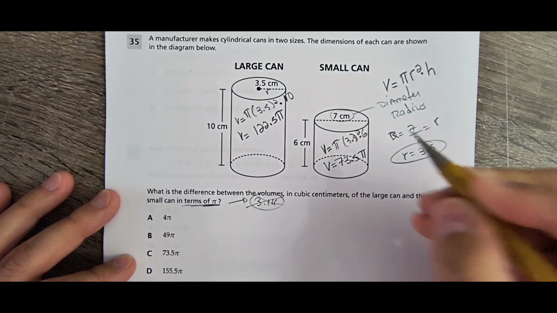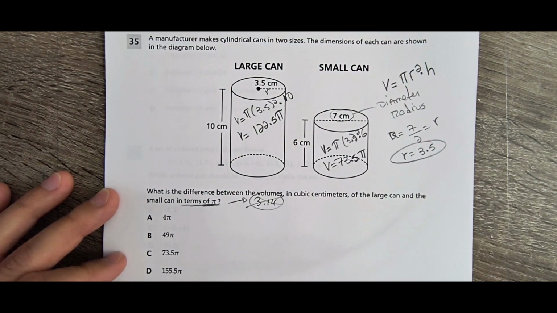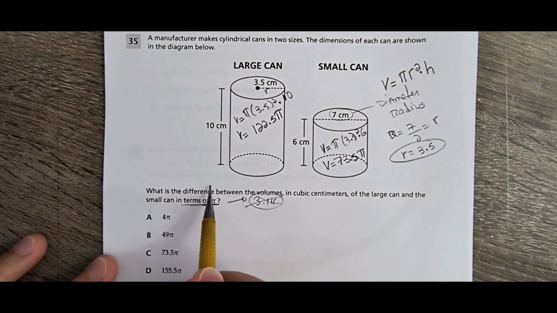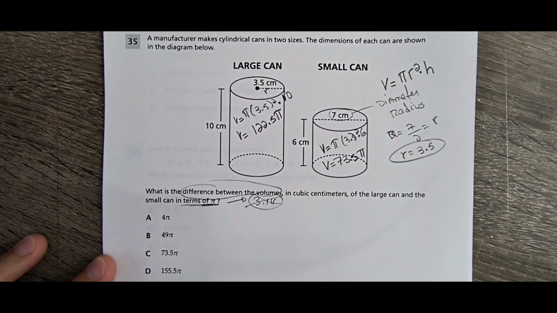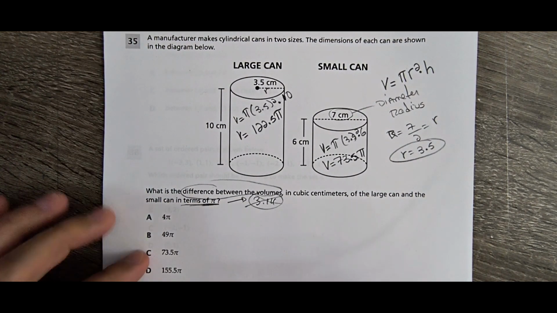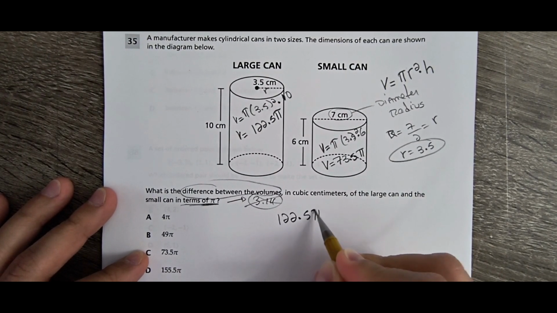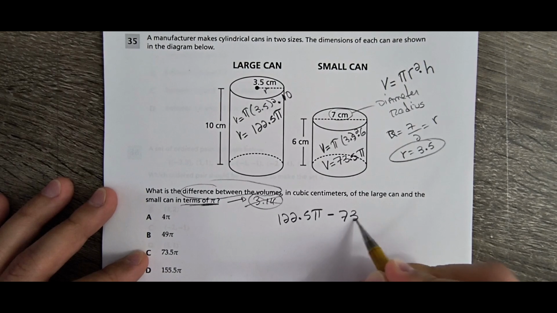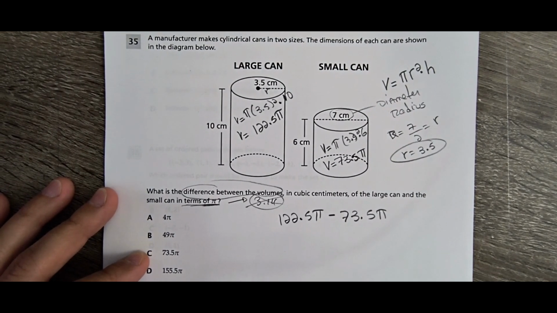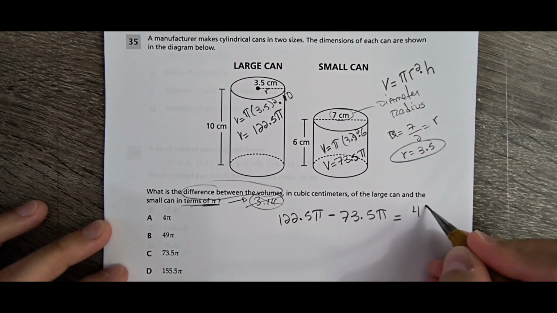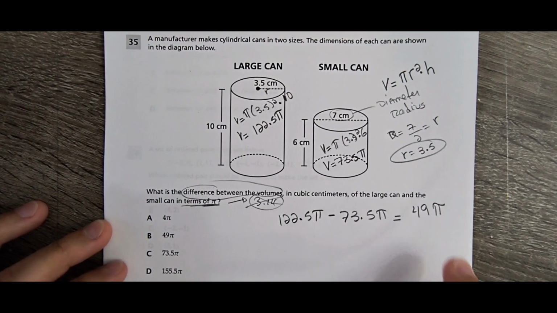Now we need to find the difference of these volumes, because that's what the question is asking. So I have 122.5 pi minus 73.5 pi, and we will be able to obtain our answer immediately, which is 49 pi. If you do it this way, you will see the answer immediately as it is B.